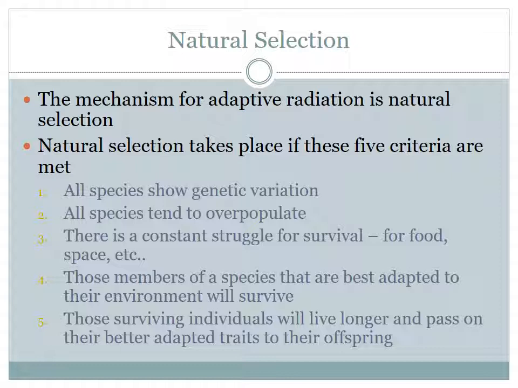The second criteria is that all species tend to overpopulate. And I think when looking at the human population, knowing that there are almost 8 billion people, we can agree that we've overpopulated. The third criteria is that there's a constant struggle for survival. Whether this is for food or for space, I think we can all agree that there are a lot of people on the planet. Most people aren't familiar with the struggle for food here in Fallston because we are fortunate enough to be able to afford food.